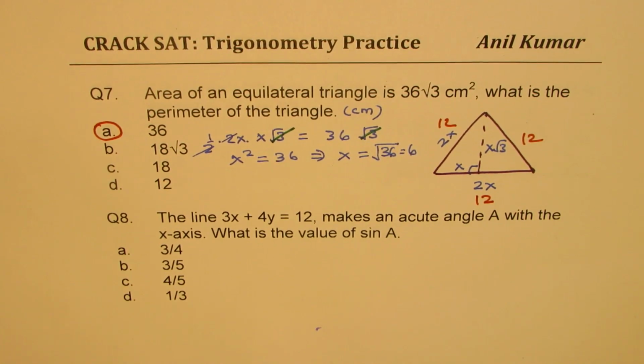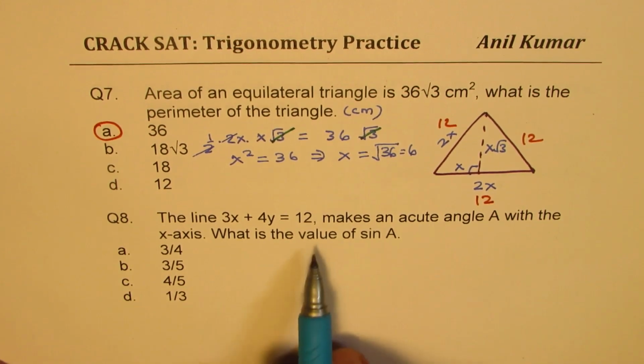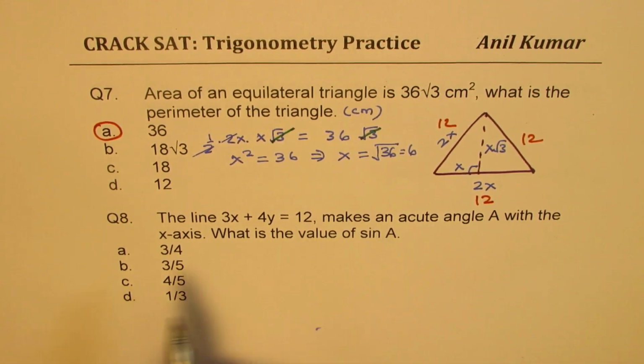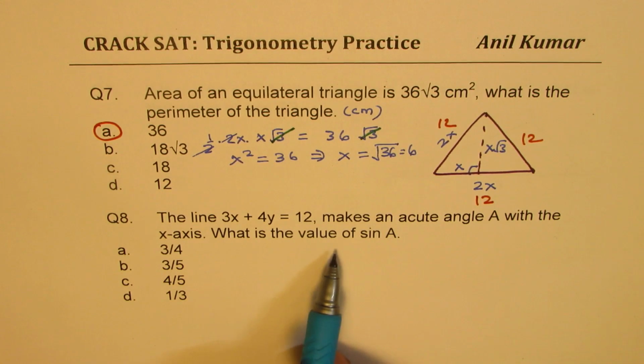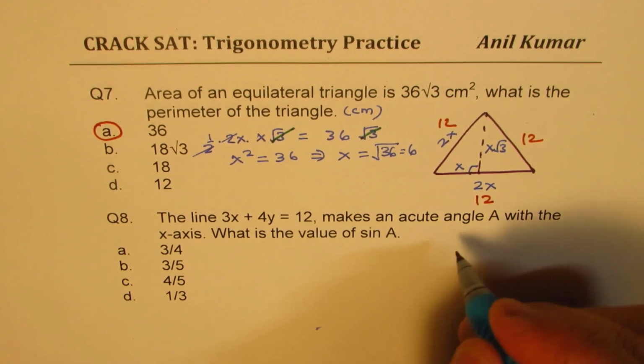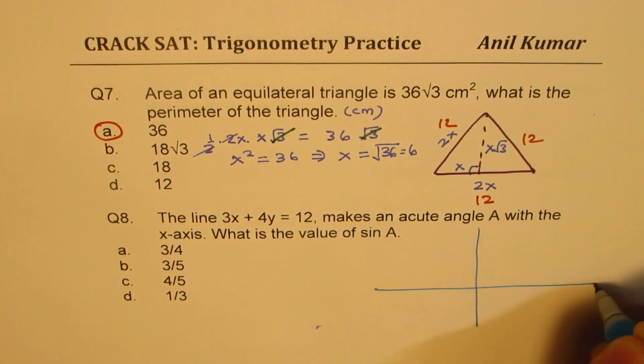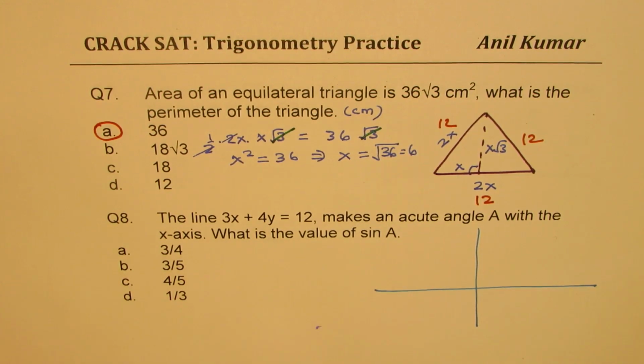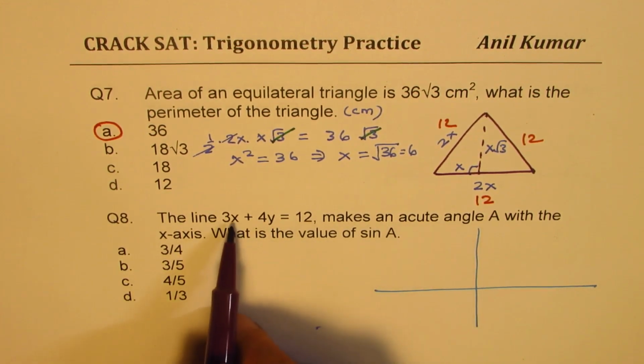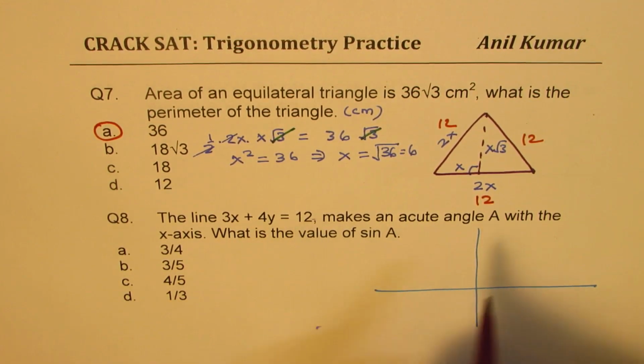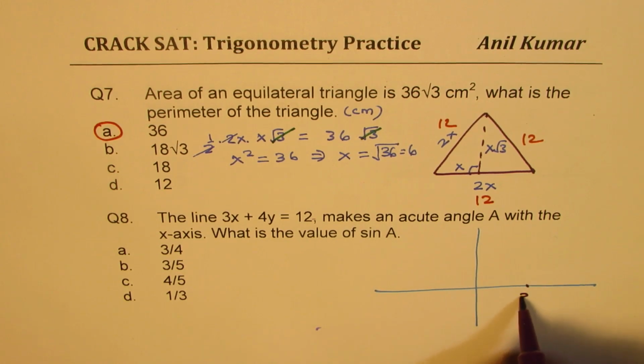The line 3x plus 4y equals 12 makes an acute angle A with the x-axis. What is the value of sine A? So let's try to sketch the line. We can do it with the intercepts. So what is the x-intercept? 12 divided by 4, which is, let's say, 3, right?